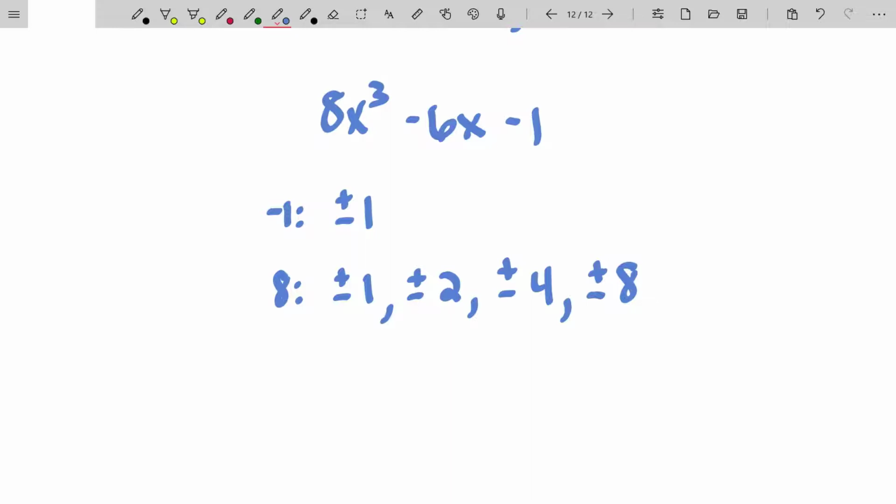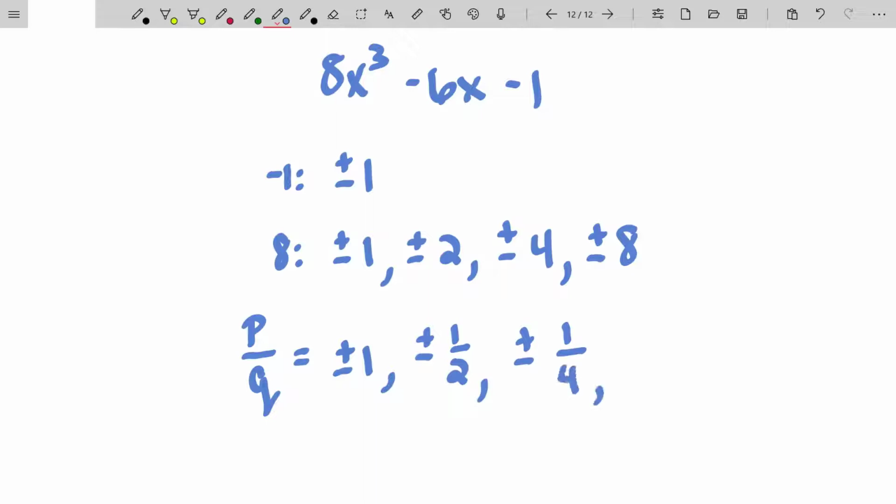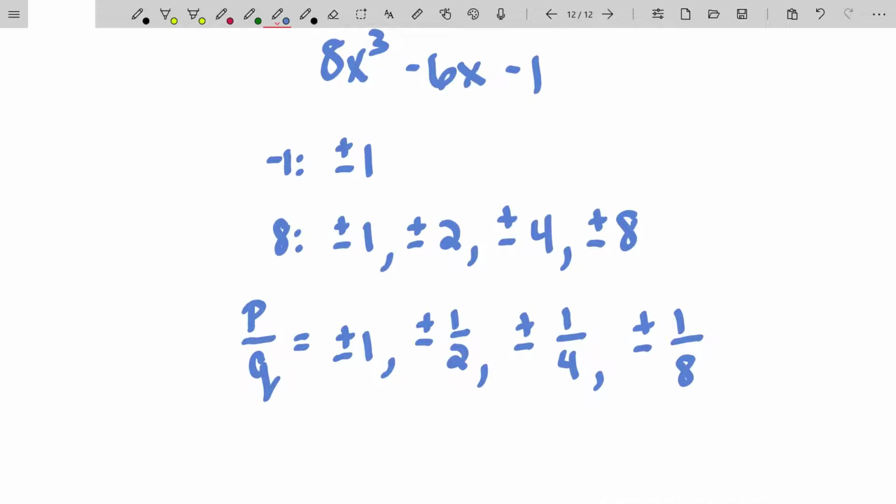Now, I shouldn't say any of these, I should say you have P over Q, which is the ratio of all these. So it's plus or minus 1 over plus or minus 1, which is plus or minus 1. It's a plus or minus 1 over a plus or minus 2, which is a plus or minus 1/2. Plus or minus 1 over a plus or minus 4, which is a plus or minus 1/4. And finally, plus or minus 1/8. And you could test to see if any of these are roots.